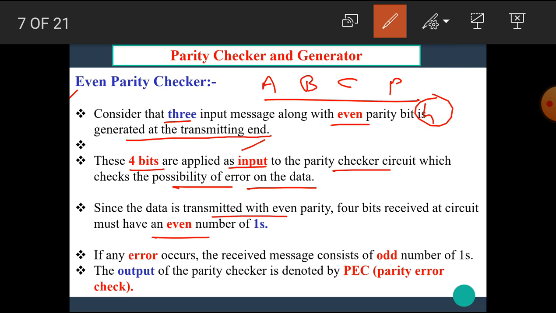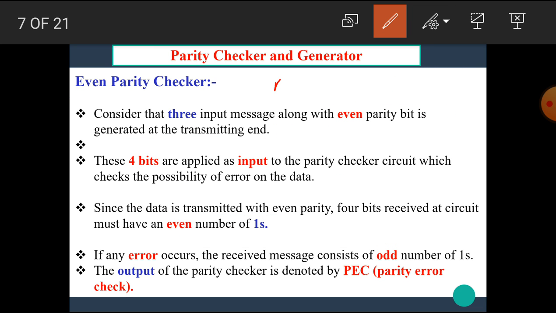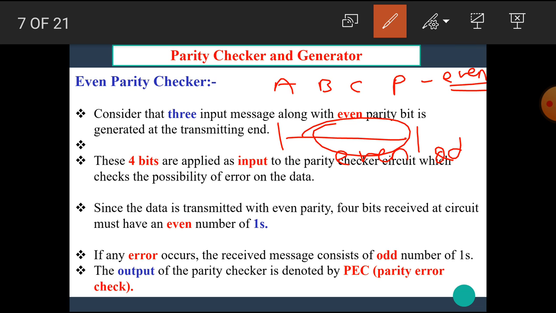That means if the data is transmitted with the 3 bits A, B, C and P, and the parity bit is even parity, then the transmitted data, that means these 4 bits, must have even parity. If this data has odd parity, then an error is introduced into it. If any error occurs, the received message contains an odd number of ones. The output of the parity checker is denoted by PEC, that means parity error check.